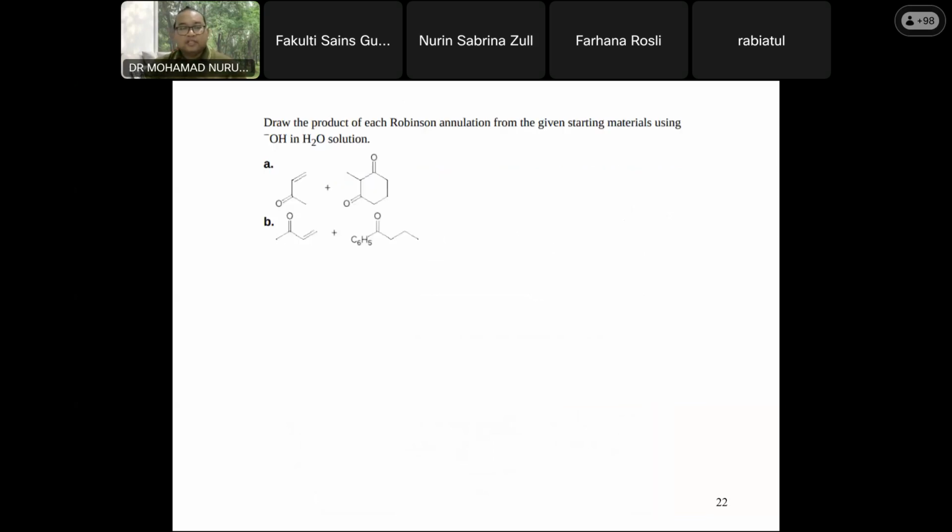Okay, next question is, draw the product of each Robinson annulation from the given starting material using OH in H2O solution. So the question asks you to produce the products. Because they already mentioned the Robinson annulation reaction, of course they will form a six-member ring, okay? So when they are doing that, you have to come up with the products. The base already mentioned there, OH and also in water. So this is the product, okay?